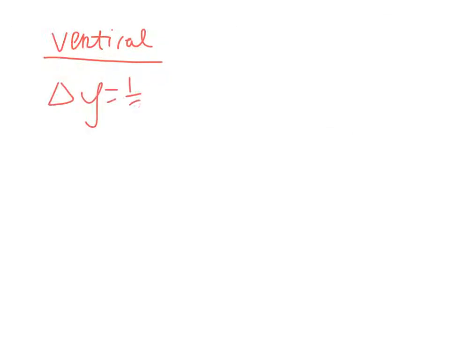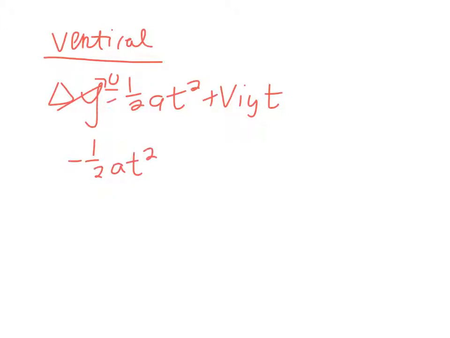Using delta y equals 1/2 a t squared plus v initial in the y t. My delta y is 0. So negative 1/2 a t squared equals v initial in the y t. T goes away. So negative 1/2 a t equals the v initial in the y.